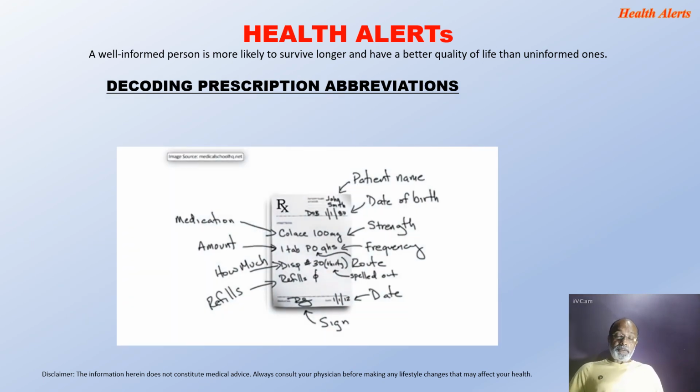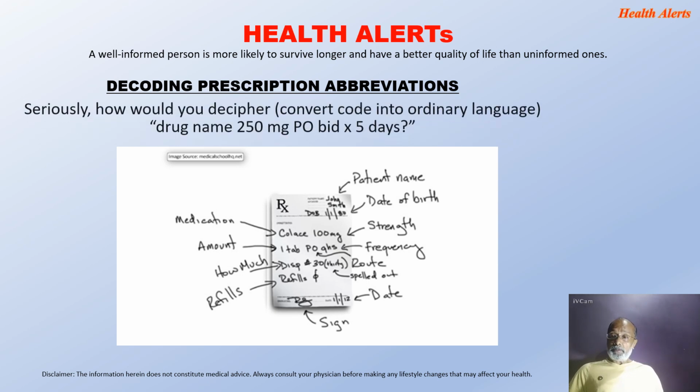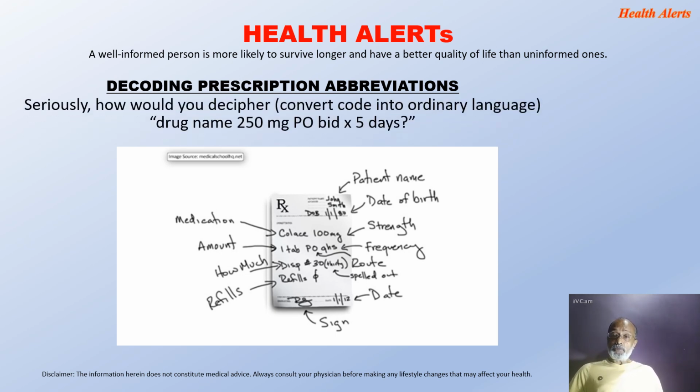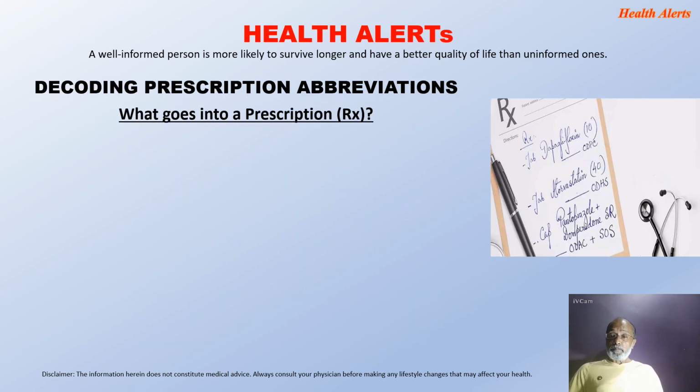Again, this can be the image of a normal prescription. But how would you decipher or convert the code of the prescription into ordinary language? For example, in a prescription, what is written will be the drug name, followed by strength, followed by a symbol, followed by another symbol, and followed by another symbol. What goes into a prescription?